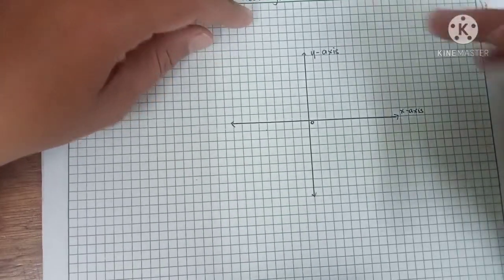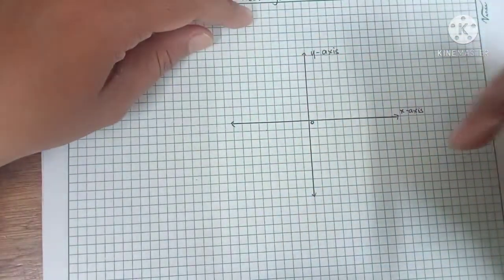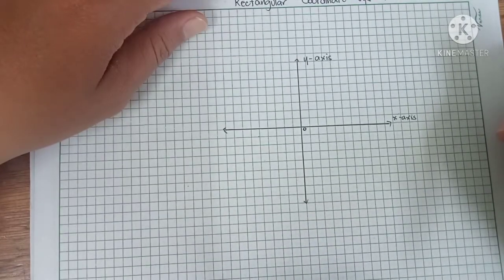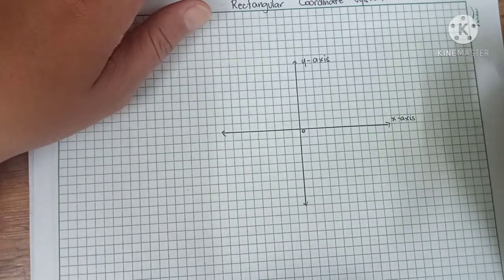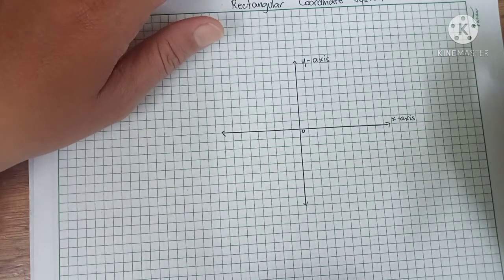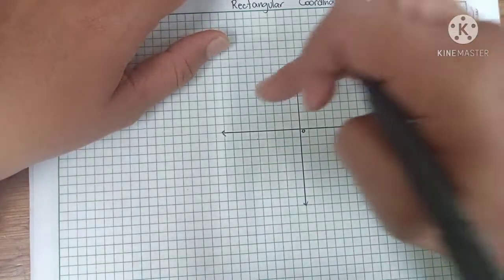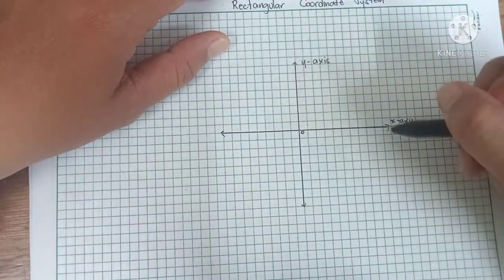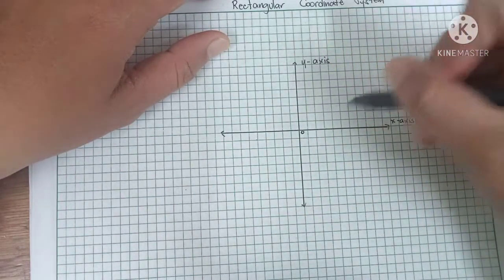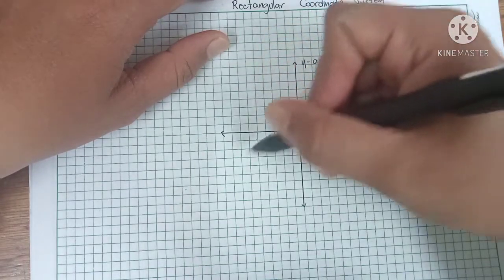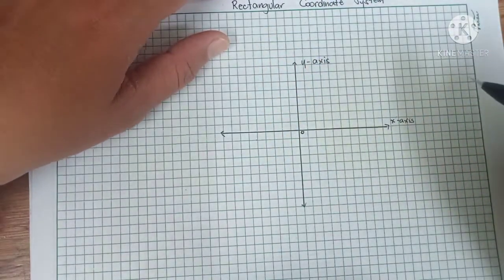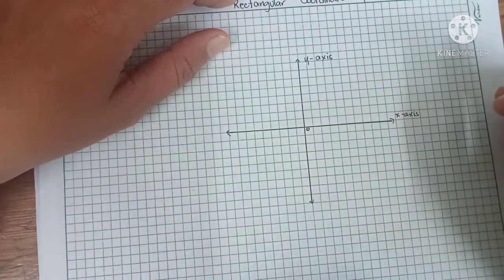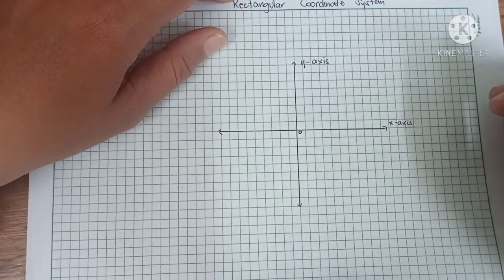If we look here, our plane is divided into four parts. Those parts are called quadrants. These four parts here are called quadrants. So this is one quadrant, another quadrant, another quadrant, and another quadrant. Therefore, our rectangular coordinate system is divided into four quadrants.